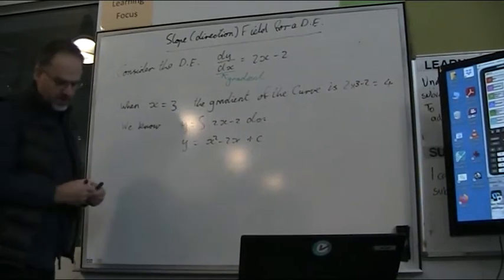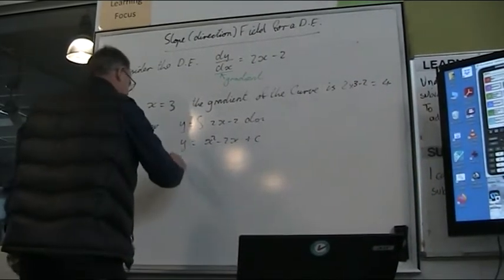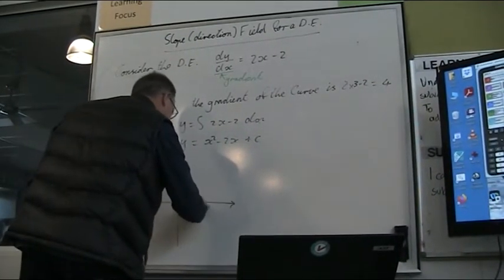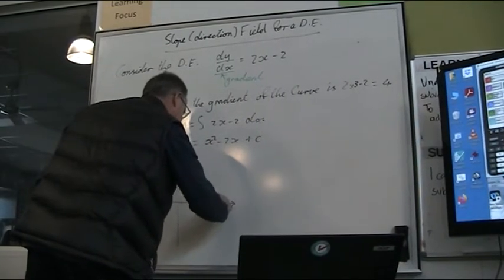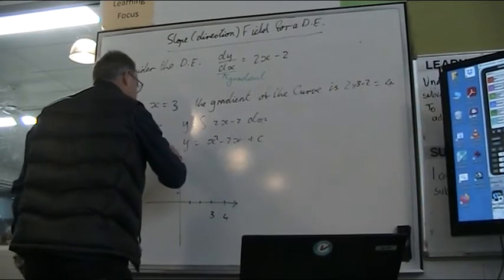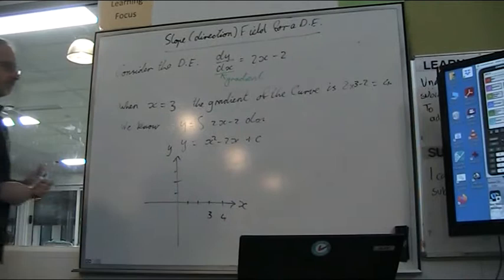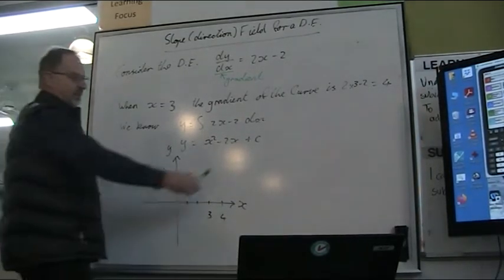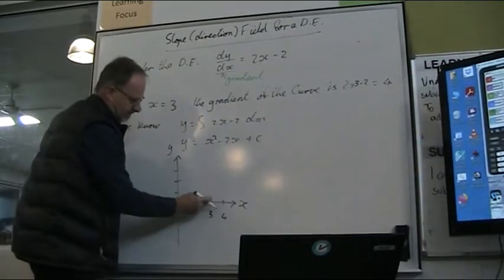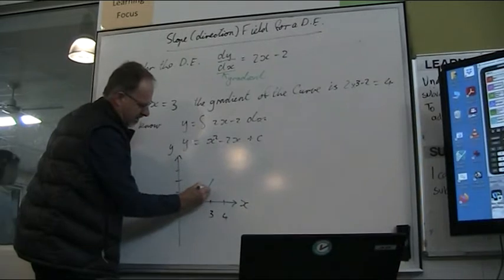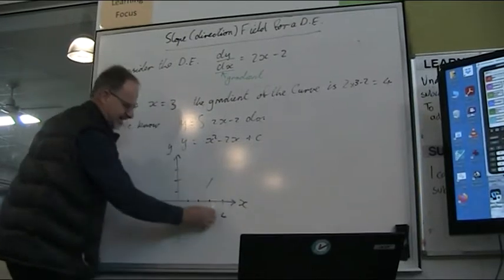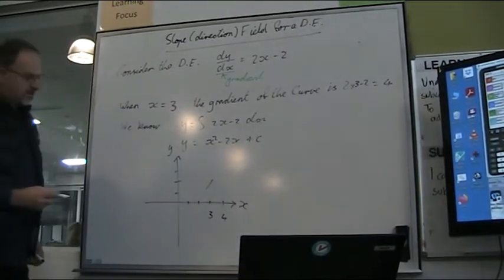So if we graph this, what we know about our curve is that when x is equal to 3, it has a gradient of 4. So here's x equals 3, it has a gradient of 4, so we know it's quite steep here, but what we don't know is exactly where it goes.